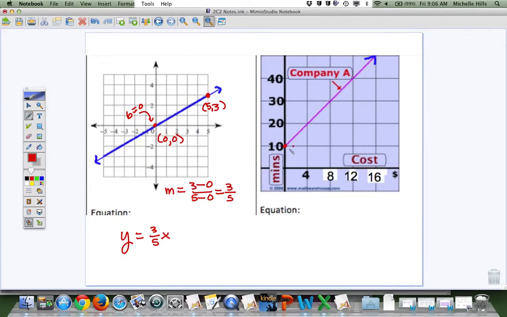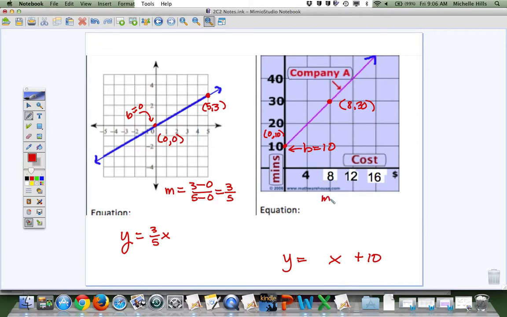I can see that this one crosses the y-axis at +10, so I already know that's going to be a +10 at the end of this. I just have to figure out what my slope is to see the coefficient of the x. Well, this is the point where x is 0 and y is 10. Remember, the 10 is on the y-axis, so 0, 10. And here's another good point. It's where x is 8 and y is 30.